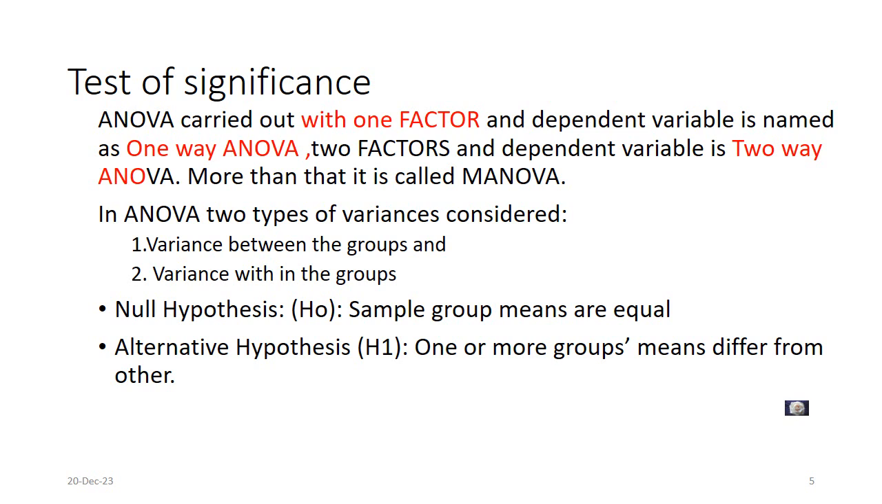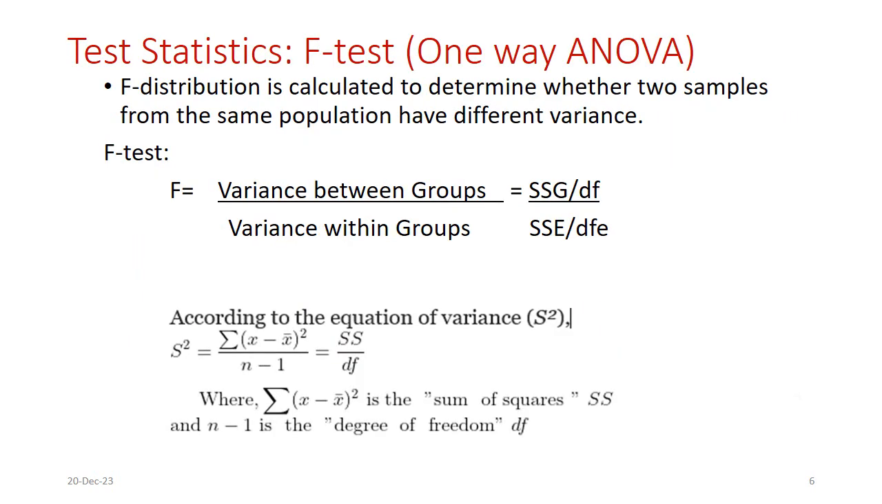In one-way analysis of variance, two types of variances are considered: variance between the groups and variance within the groups. For that, the null hypothesis is set as the sample group means are equal. The alternative hypothesis is that one or more group means differ from the others. The test statistic, the F test for one-way analysis of variance, uses the F distribution, which is calculated to determine whether the two samples from the same population have different variances.